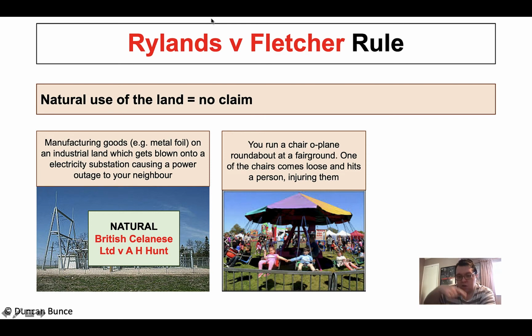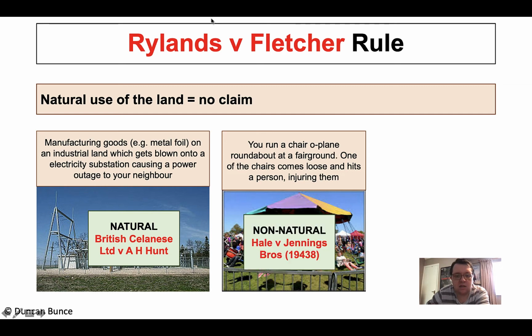Then you have here, you run a chairoplane roundabout at a fairground, so as you can see there, you sit in the chair and it goes round and round. One of the chairs comes loose and hits a person, injuring them. Is that natural or non-natural? And of course the answer here is it's non-natural, according to the case of Hale and Jennings Brothers. So that was something that clearly had to be brought onto the land. It doesn't otherwise belong there, and really fits the criteria that we're talking about.